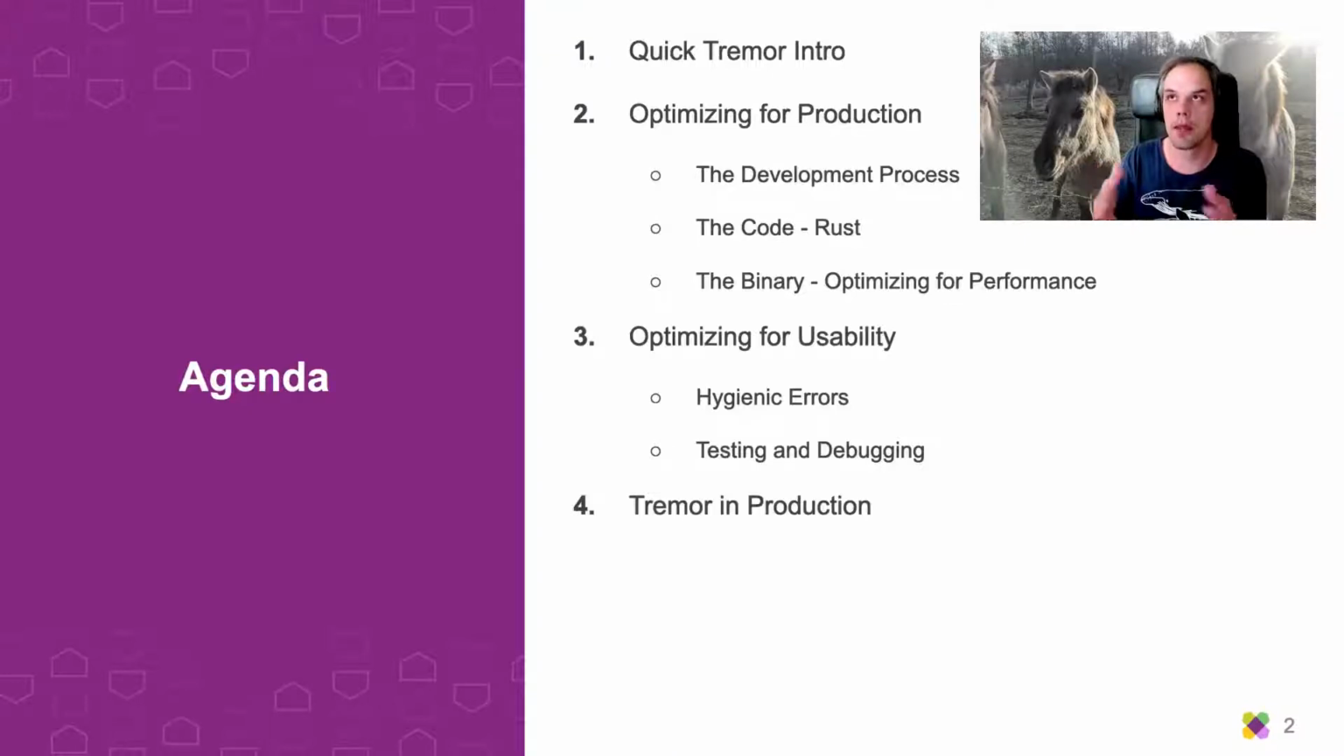I will touch on hygienic errors and how to test and debug. So our main goals are being fast, having low resource consumption, and being nice and usable. So actually giving you a good time, or helping you along the way of developing Tremor applications.